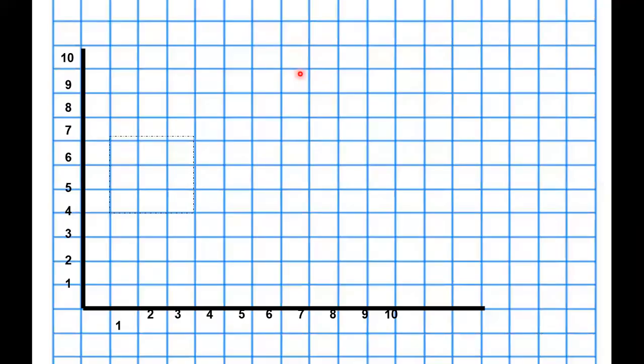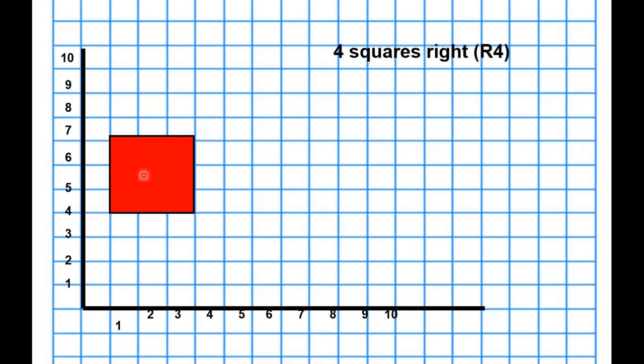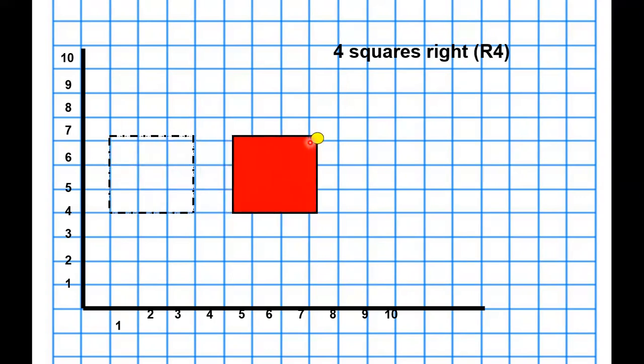Next one. How about if we have a shape? We're going to translate the square 4 squares right. So make sure that you have one corner to hold and move. The yellow dot is your guide. Count how many moves, and then you will draw. So 4 squares right, 1, 2, 3, 4. So the yellow dot will be here now. Then transfer the shape, so it will be here instead of from here.